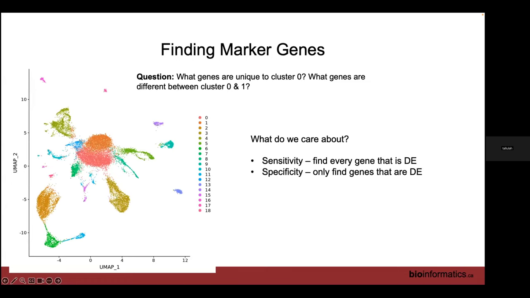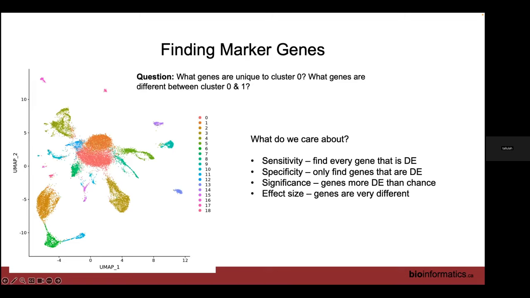So do we care about being really sensitive and finding every single gene that is differentially expressed between these clusters? Or are we more interested in specificity, finding only the genes that are differentially expressed between our clusters and not getting any genes that aren't actually differentially expressed? Also, do we care about significance? Do we care if a gene is statistically significantly differentially expressed, or do we just care that it's one of the top, has the biggest fold change between this cluster and another cluster?